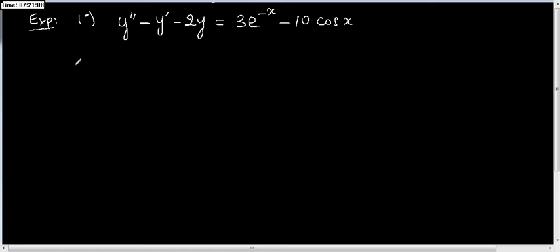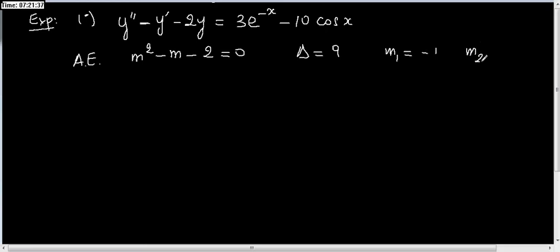Now we have to start with y_c. Since we are dealing with constant coefficients, the characteristic equation is m^2 - m - 2. If you go to the discriminant, it will be 1 + 8 = 9. So m1 is -1, and m2 will be 2. Then y_c is c1 e^(-x) + c2 e^(2x).